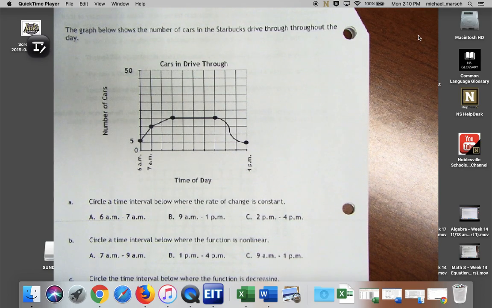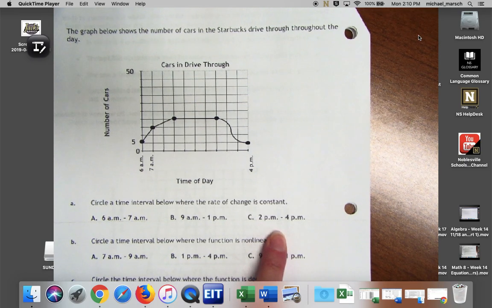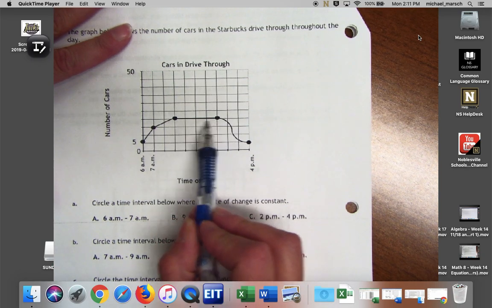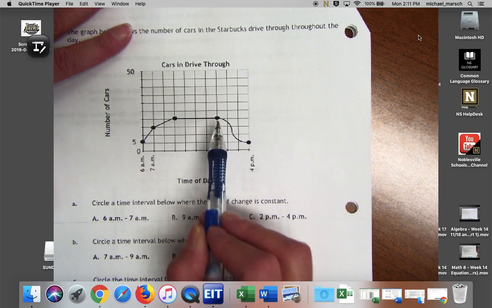So which of these intervals, 6 to 7, 9 to 1, or 2 to 4, do we have a constant rate of change? It's 9 to 1. Well, is anything changing here? No, that's just a constant. That's not a constant rate of change.